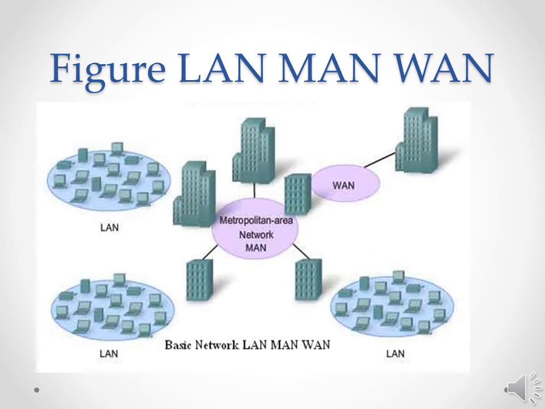Here the figure shows LAN, MAN, WAN. In a LAN, several computers are connected together to exchange data, for example, a single building network. In a MAN, several buildings are connected to exchange information, for example, a city cable network. In a WAN, several MANs are connected to exchange information, for example, the Internet.